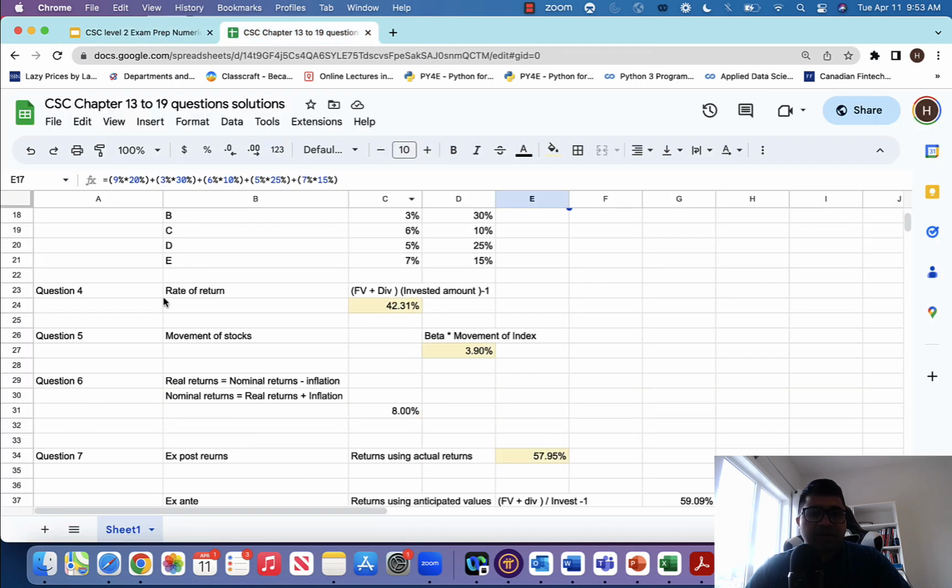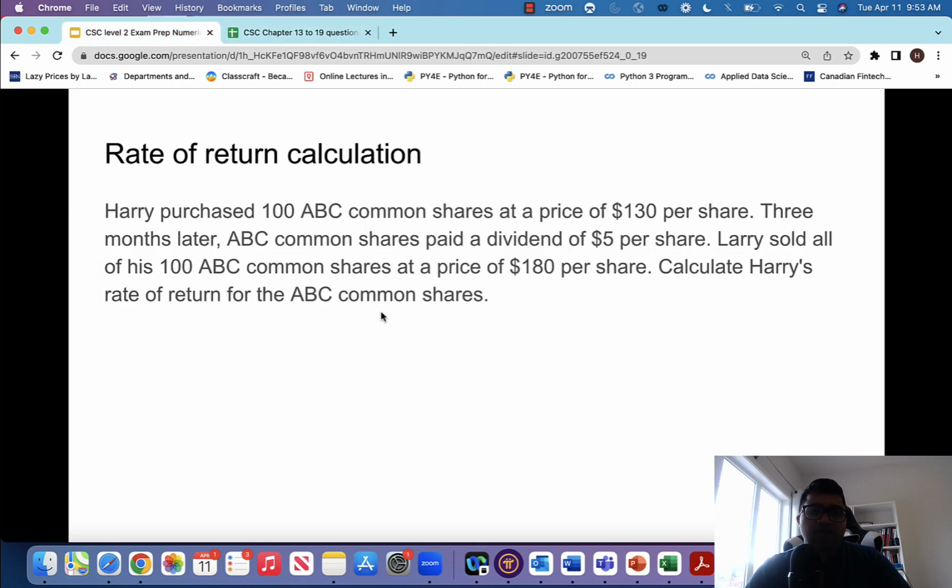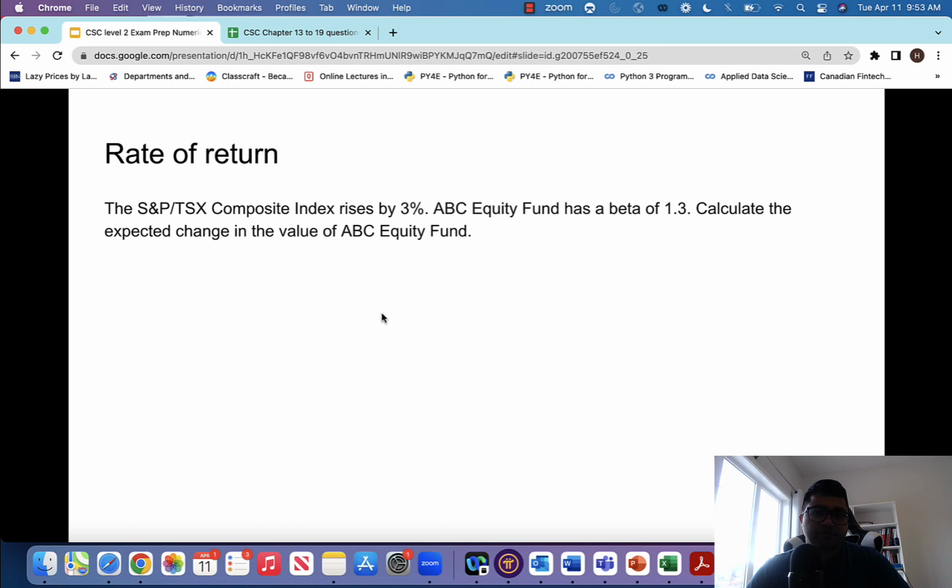Now how do you do it? Rate of return formula is future value, the value that you have sold it for, plus the dividend, divided by invested amount, the amount that you have bought it for, minus 1. So it will be 180, the selling price, plus $5 dividend, divided by 130, the bought price, minus 1. So it's 42.31. So answer to this is 42.31.